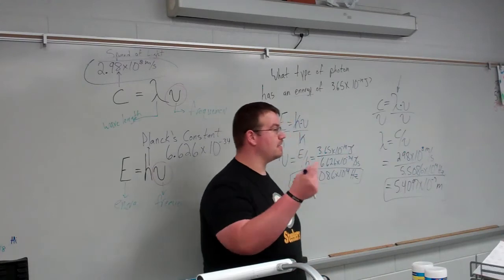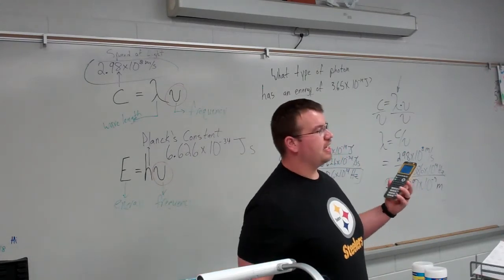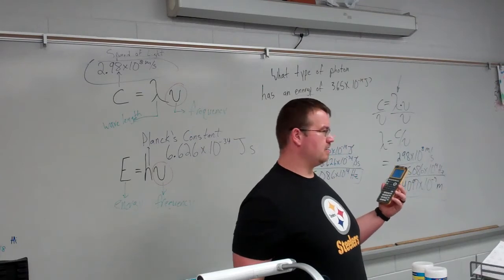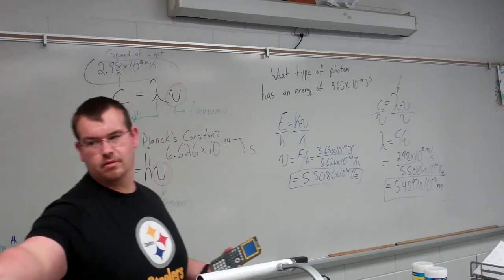I did that because it makes my math in the calculator a lot faster, because then I can just do 2.98 e to the 8 divided by A, because I store it as A.